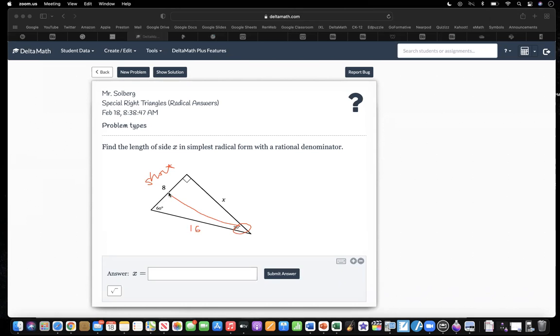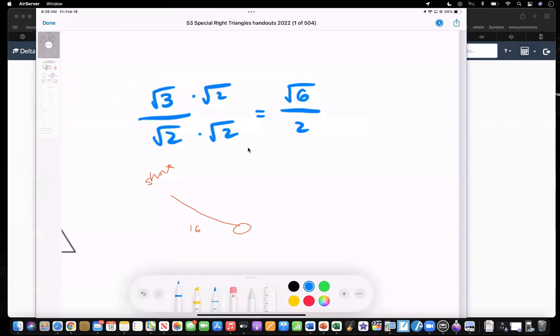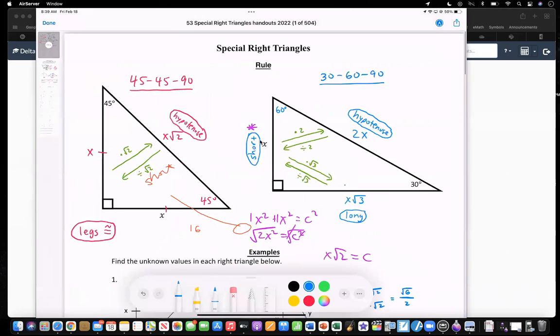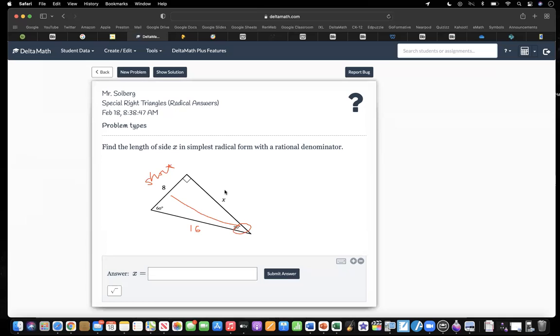And then short leg to long leg, because this is across from the 90, right? So short leg to long leg. Go back to my rules here. Okay, so short leg to long leg is times the radical 3, right? So I just had to take the 8 and put a radical 3 at the end. So 8 radical 3.